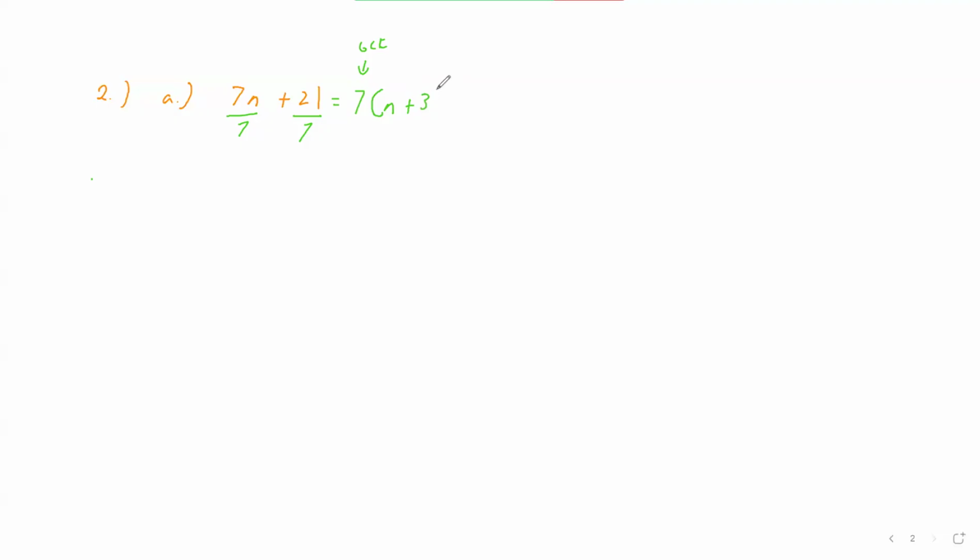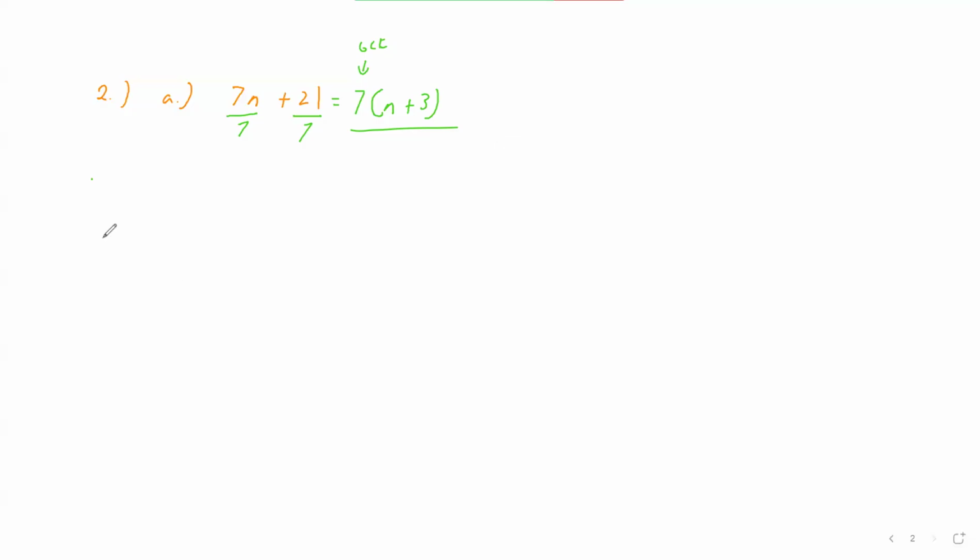3. Now, to show that I did this correctly, going off of chapter 12, I could distribute this 7 back, and I should get my original answer. So 7 times n would be 7n, and 7 times 3 would be 21, so I know I did it right. Parentheses n plus 3, the whole thing.